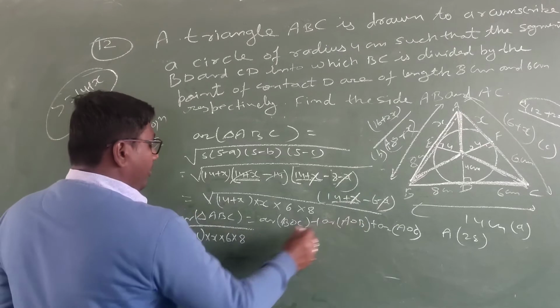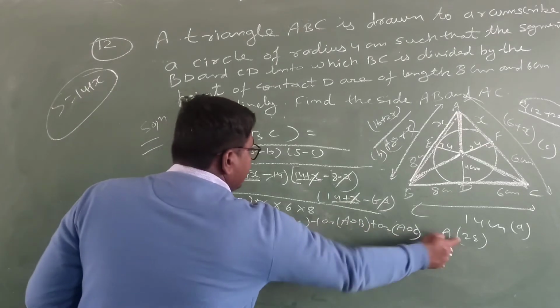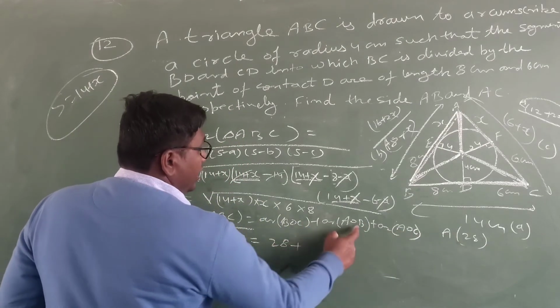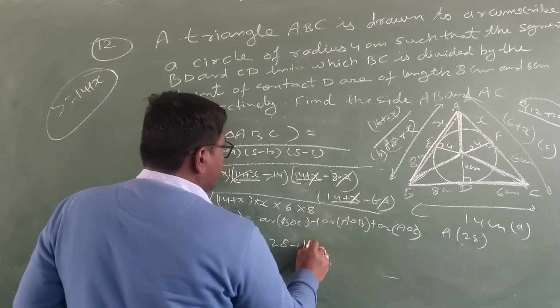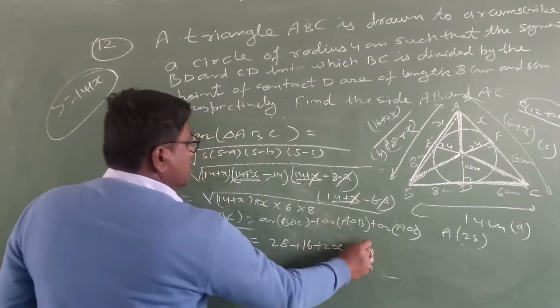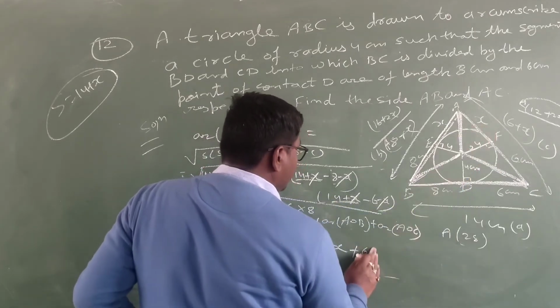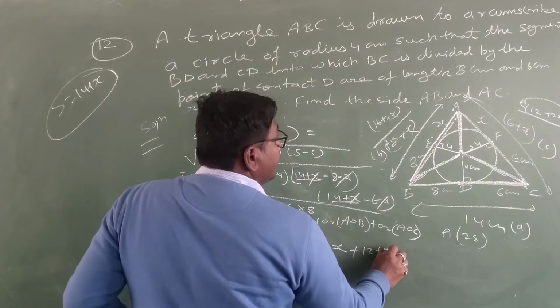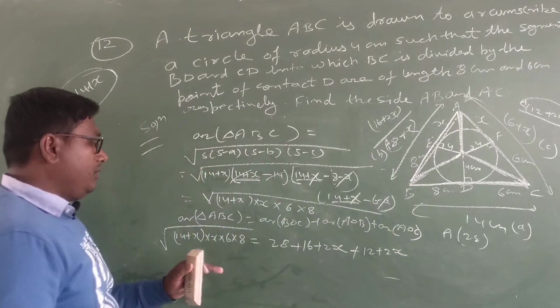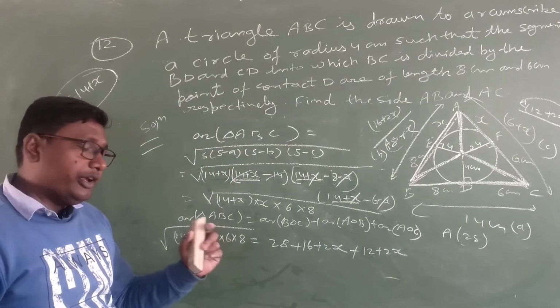Now separately we have got the areas. The area of this figure is 28. The area of this AOB was 16 plus 2x. And now the area of AOC will be 12 plus 2x. Now we need to solve this, and we will be getting the answer.